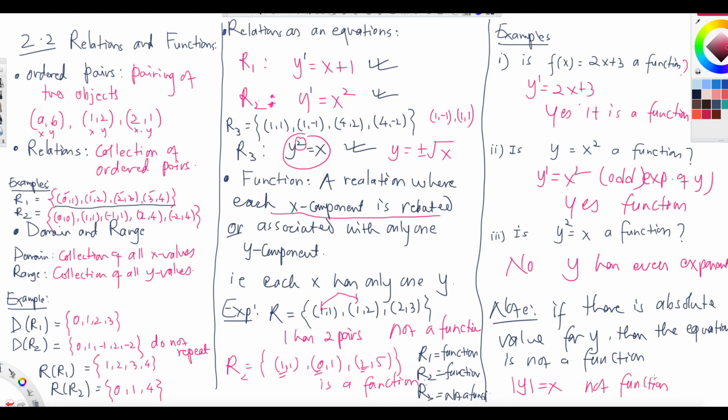And another example could be y plus 1 equals x plus 2. Not a function.